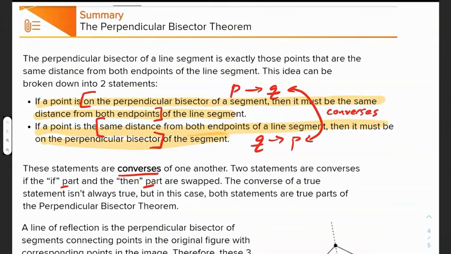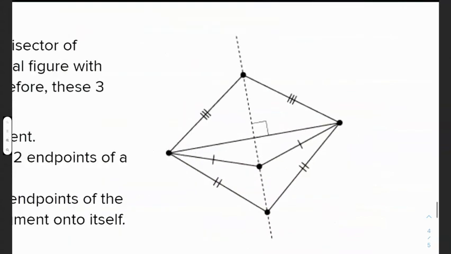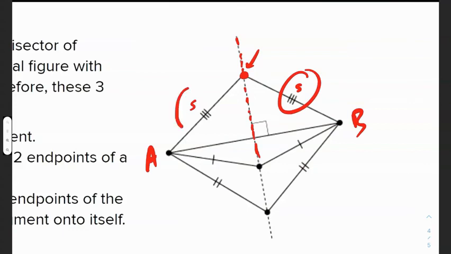All right. So if you look at this picture here, we know that this side is congruent to this side if we're given the fact that this point is on the perpendicular bisector of this given segment, we'll call it AB. Okay, and the converse is if these two sides are the same distance from the line segment, then we know that this point is on the perpendicular bisector.